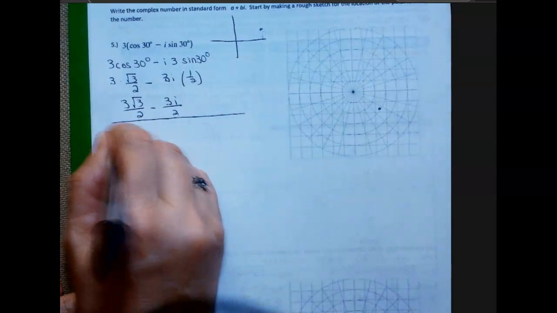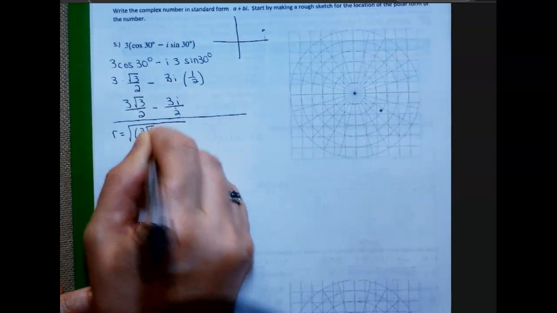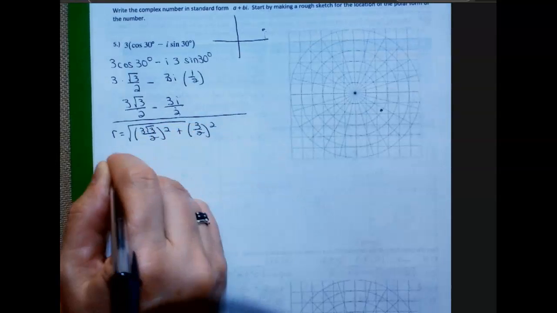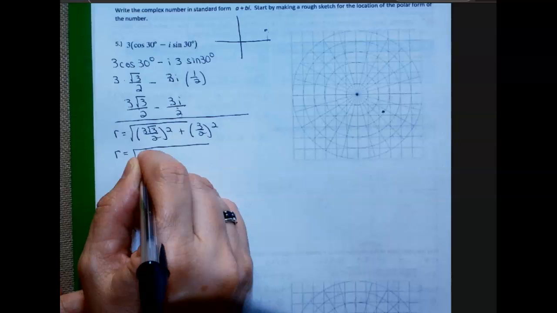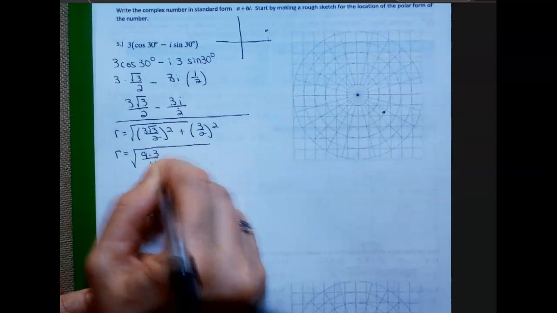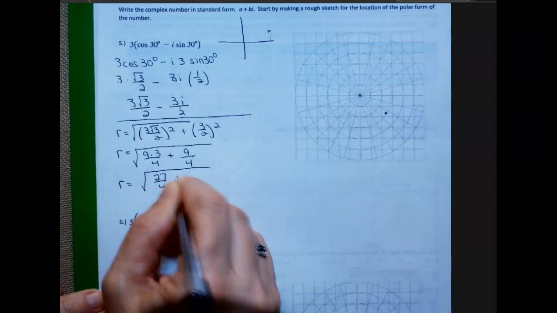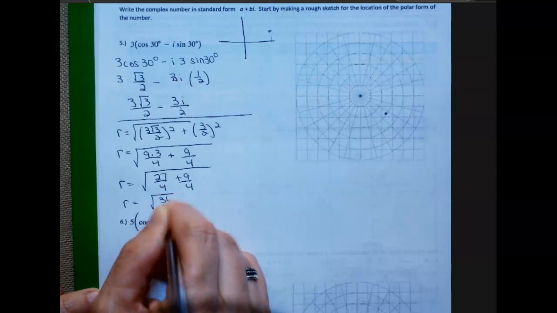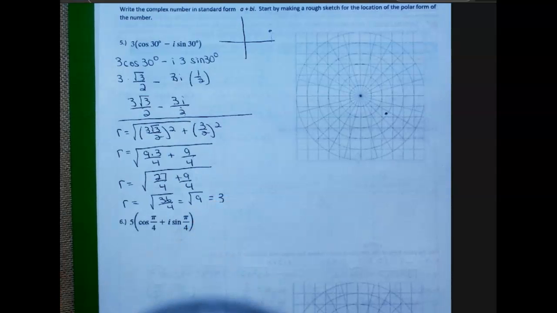So first thing I need to do is find that magnitude. So remember, I'm taking each one of these components and I'm squaring it. So I've got to square both of those. That would give me 9 times 3 over 4 plus 9/4. That gives me 27 over 4 plus 9 over 4. Eventually we get 36 over 4, which is the square root of 9, which is a magnitude of 3.